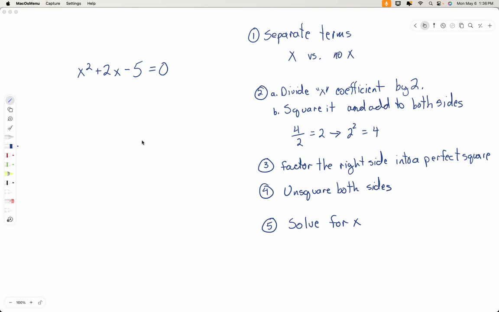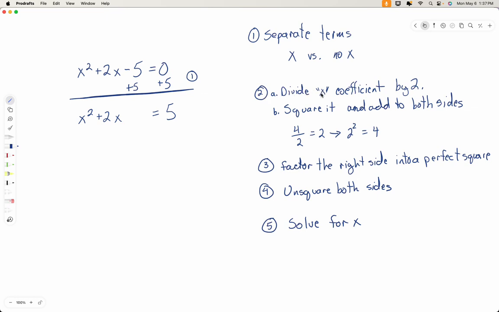Okay, this is the next problem. So our first step is to separate the terms, x versus no x. So the x terms stay over here, and the no x terms get removed. So we're going to add this 5 to both sides so that we can move it over. So now we have all of our x terms here and our non-x term over here. So that was step 1.